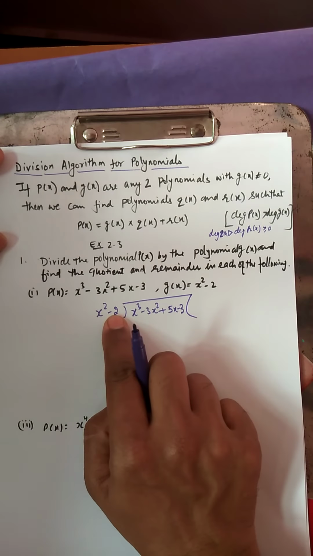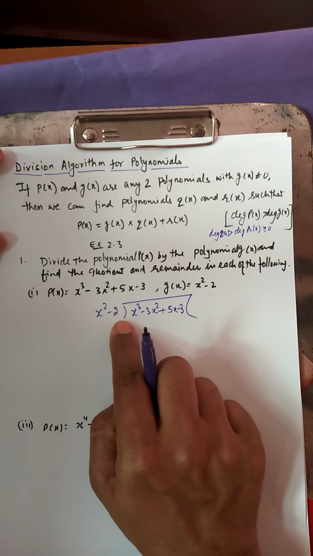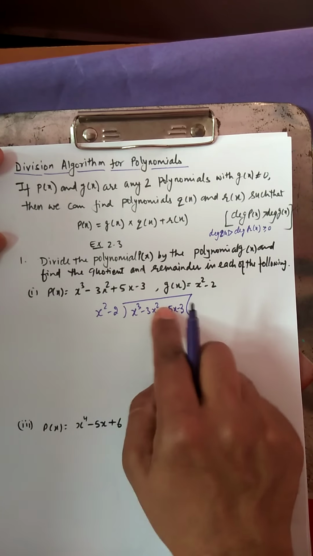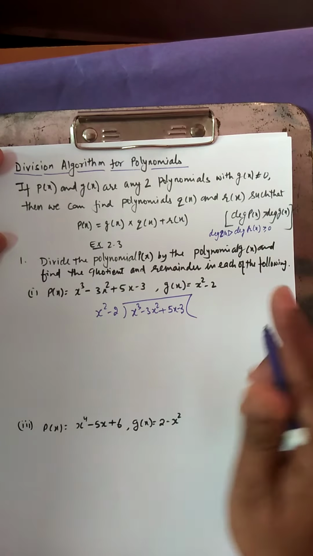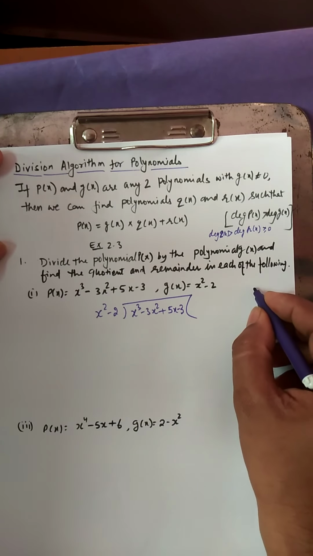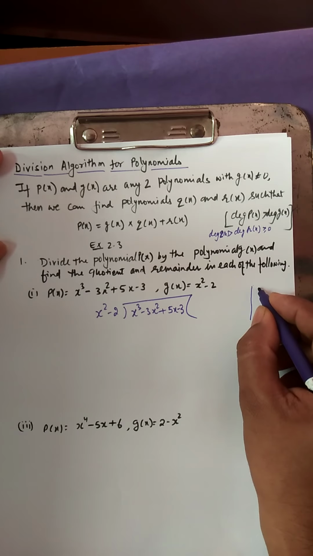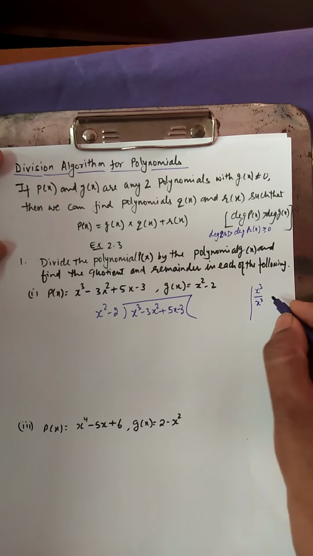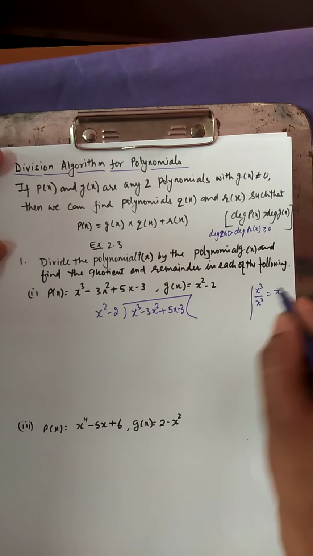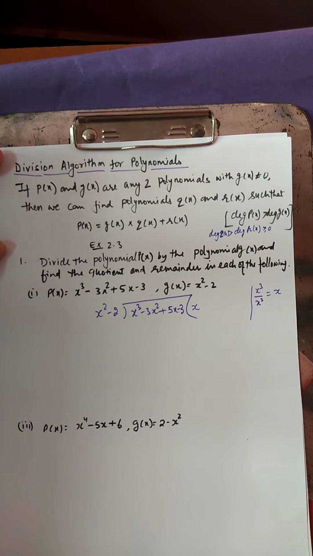You cannot divide minus 2, you cannot say minus 2 plus x square, then this division will be wrong. So you know how we go about it. If you want, I can do a little bit for you. First you take the first term of the dividend and the first term of the divisor. So this will be your x. So x will become the first term of your quotient.